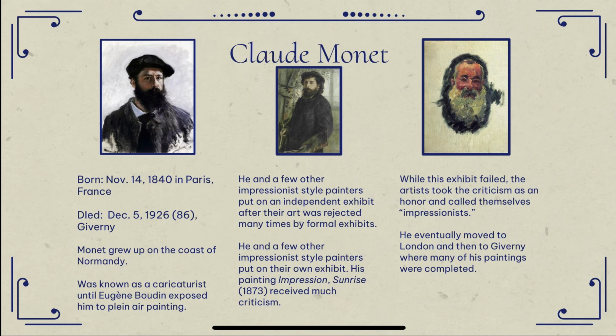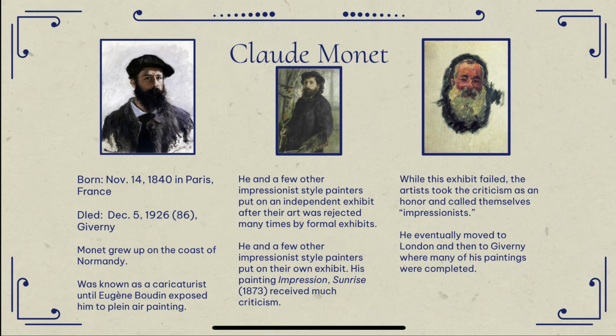Monet grew up on the coast of Normandy and was known as a caricaturist even as a teenager until Eugene Boudin exposed him to plein air painting. Eventually, Monet went to an informal art school despite his parents' wishes. He and a few Impressionist-style painters from this school put on an independent exhibit after their art was rejected many times by formal exhibits because they didn't like the style of their paintings.